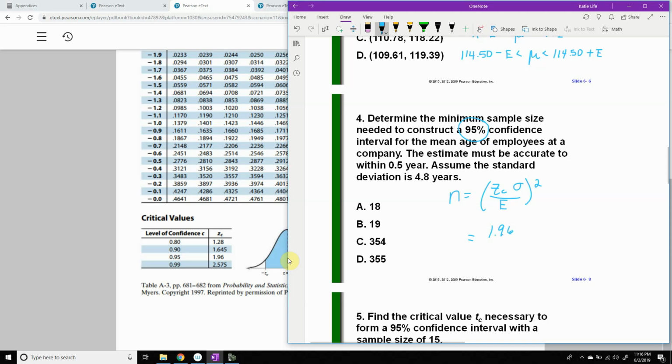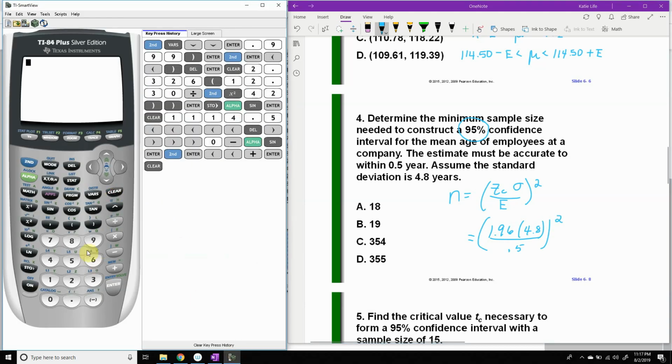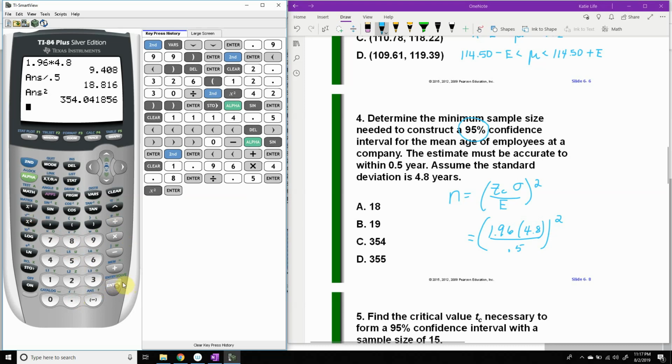And my standard deviation is 4.8. I want to keep an error tolerance within half a year, so I'm going to divide this by 0.5, and this whole ratio is going to be squared. So in the calculator, let's do this. 1.96 times 4.8. That product I'm going to divide by 0.5, and then I'm going to square my value.